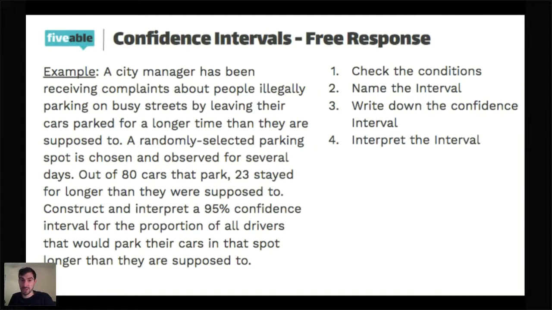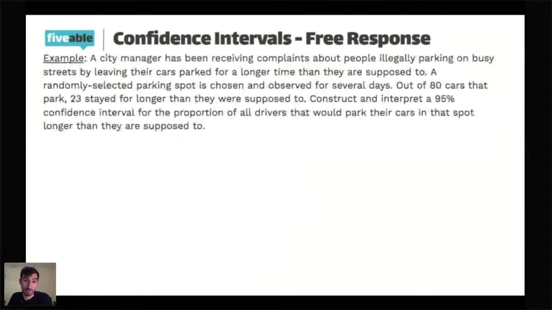Just for the sake of time, for the people who are watching on replay, in this situation, we have been asked to construct and interpret a 95% confidence interval for the proportion of all drivers that would park their cars in that spot longer than they are supposed to. As soon as you see the word proportion, good news, it is a Z interval. You see the word mean, it is a T interval. So we have to check our conditions.